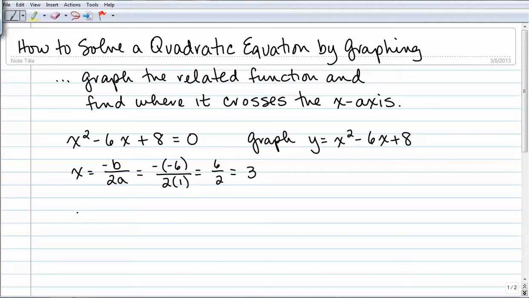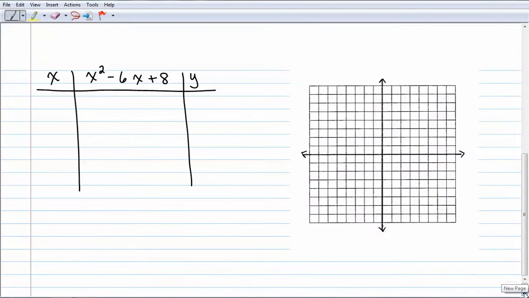Now to find the y-coordinate of my vertex, I'm going to plug 3 in for x into my function. So y equals 3 squared, which is 9, minus 6 times 3, which is 18, plus 8, which gives me negative 1. So my vertex is the point 3, negative 1. I want to take that point and plug that into the center of my table. So we'll have 3, negative 1.